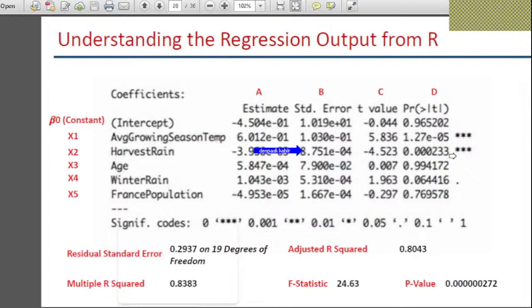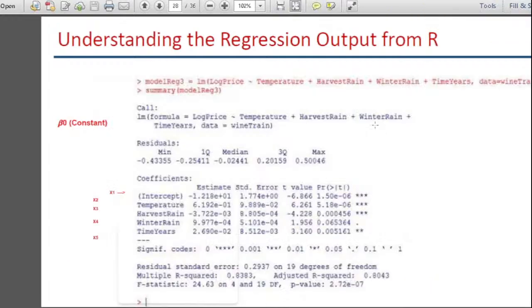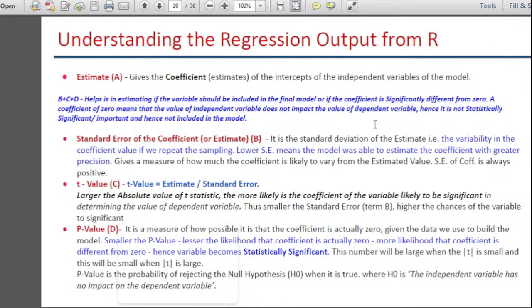So standard deviation is always a positive number. Remember, standard deviation is never a negative number. It is showing the variation only. It is the variability in the coefficient value if we keep repeating the sampling and run the model. This is the maximum variability, the variability of the value.